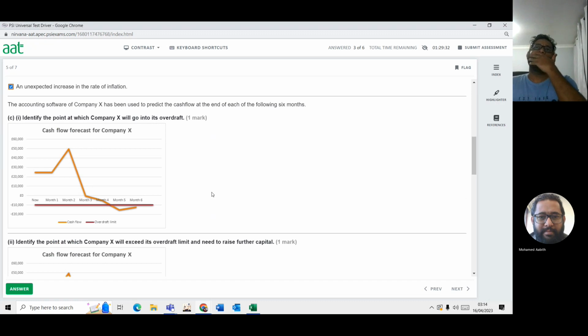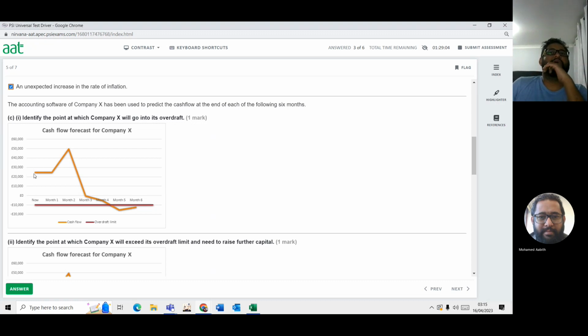Now here, there is a cash flow monitor they have given you. The accounting software company of X has been used to predict the cash flow at the end of each of the following 6 months. So they are showing you what the cash flow is from that time to there, then that time to there, and then what is going to happen in the next month, and the next month, and the next month, that way. It just shows you where it is going to end up and what the new figure is.